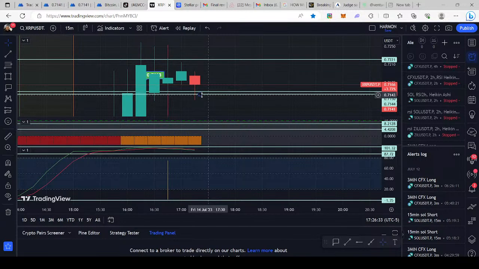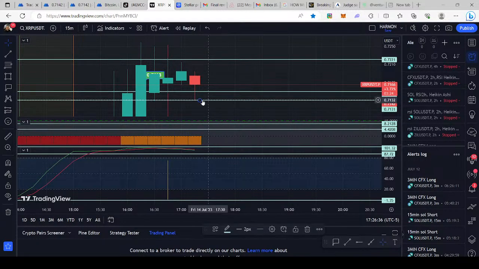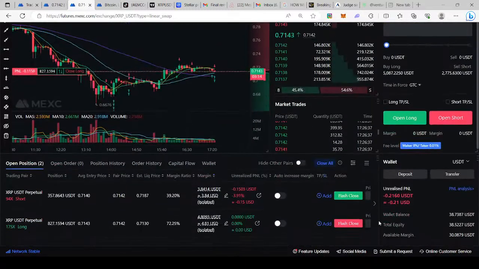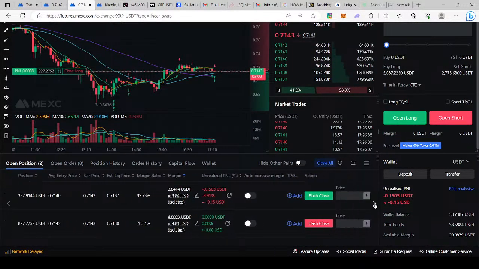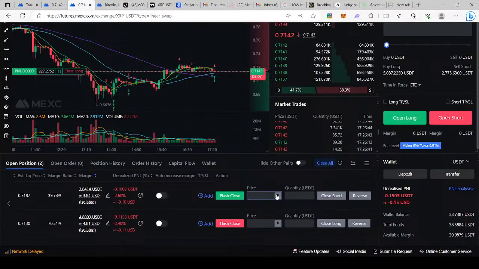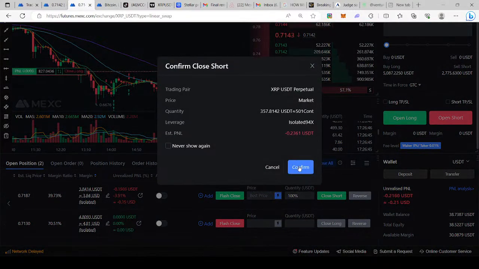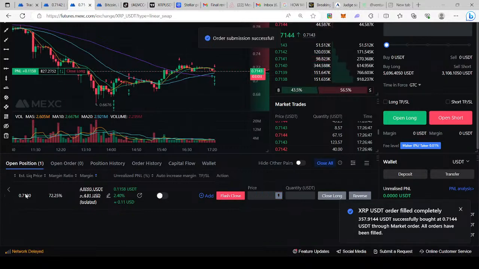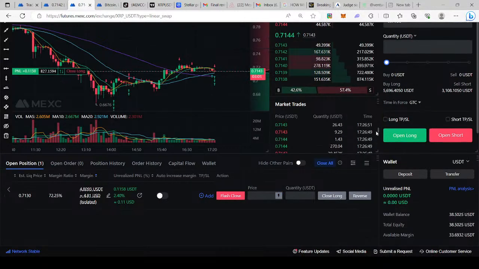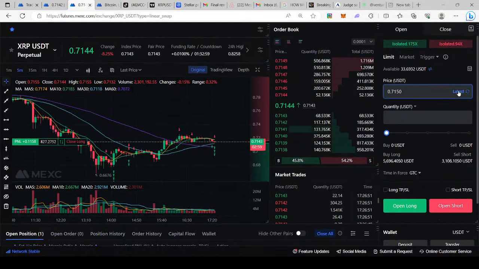We can see here that we have a 71.31 area now, and the 15 minute is still slowly coming down here. So, picked the wrong one there. All right, there we go. I don't know why that was on a short.